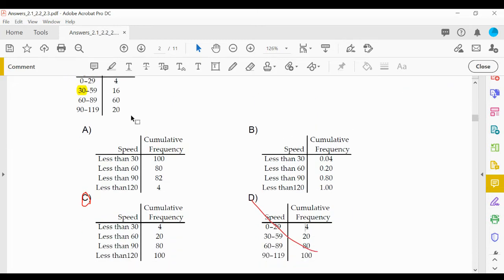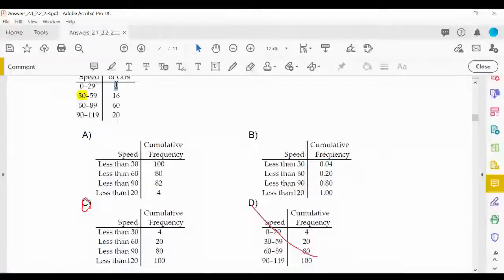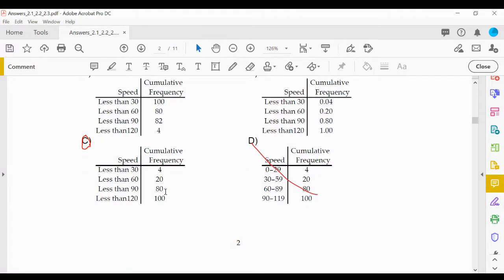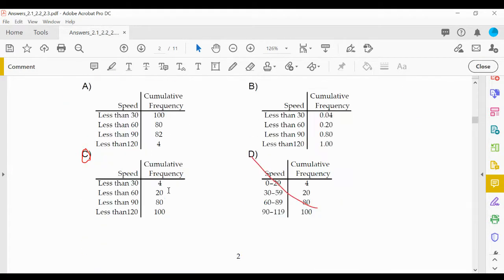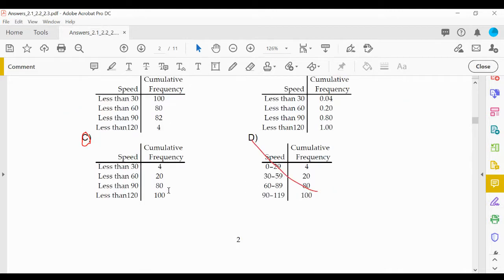What they did is they took the 4, added the 16 to get 20, then 60 more is 80, and then 20 more. But the minute I see that this is correct, because it matches up right here, I'm done. Why go any further? It's not going to change. It's not going to have one answer right and the other wrong.